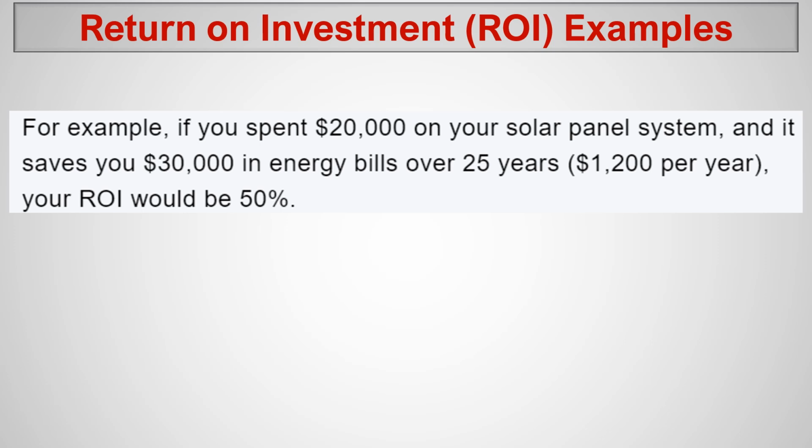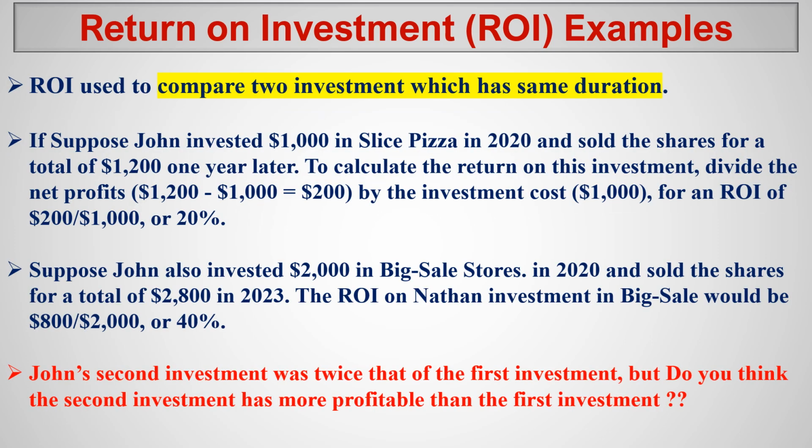So profit will be revenue minus investment is your profit, that is $10,000. So simply we can calculate ROI is 50%. So return on investment, for example, it's a good indicator to compare two investments which have the same duration.